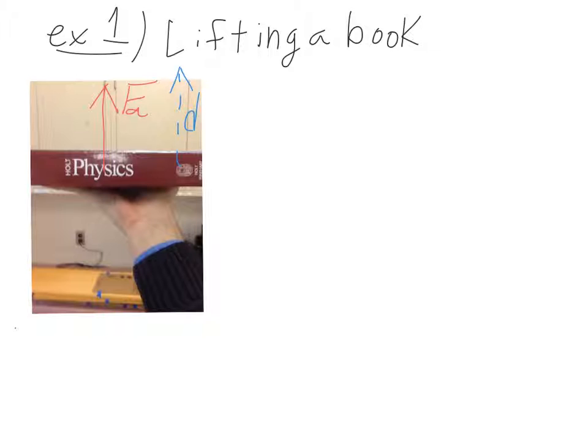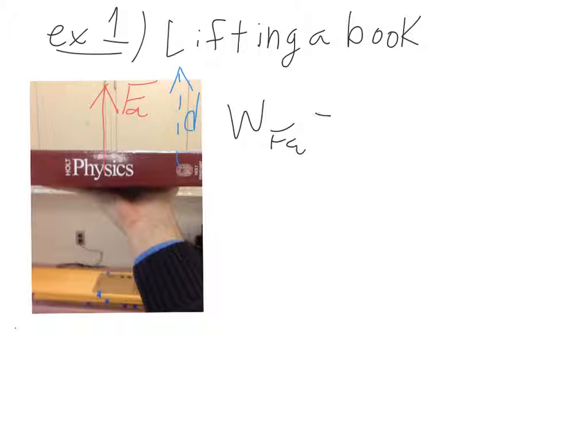Okay, so I'm going to show you 4 different examples with varying forces and displacements and how they can line up and how that affects what the work would be from one scenario to the next. So in my first example, I am lifting a book. So with my hand, I am applying a force to a textbook and I am lifting that book up like so.